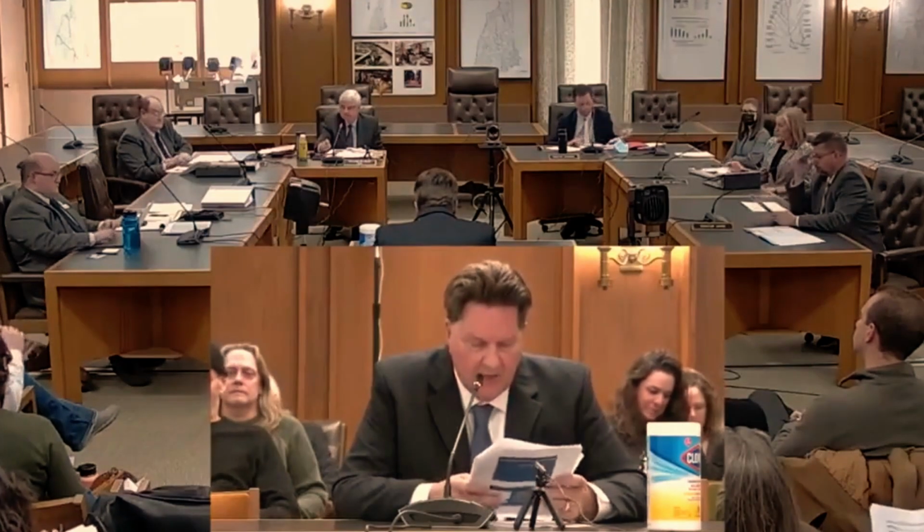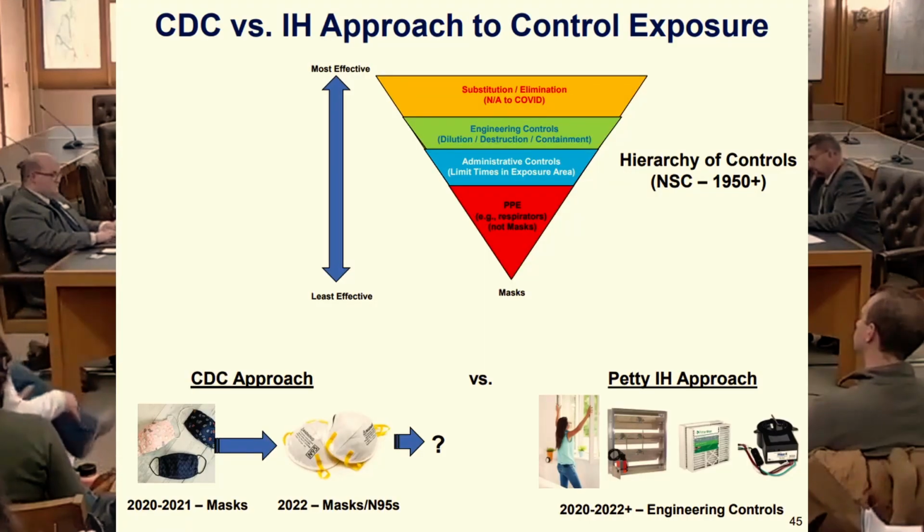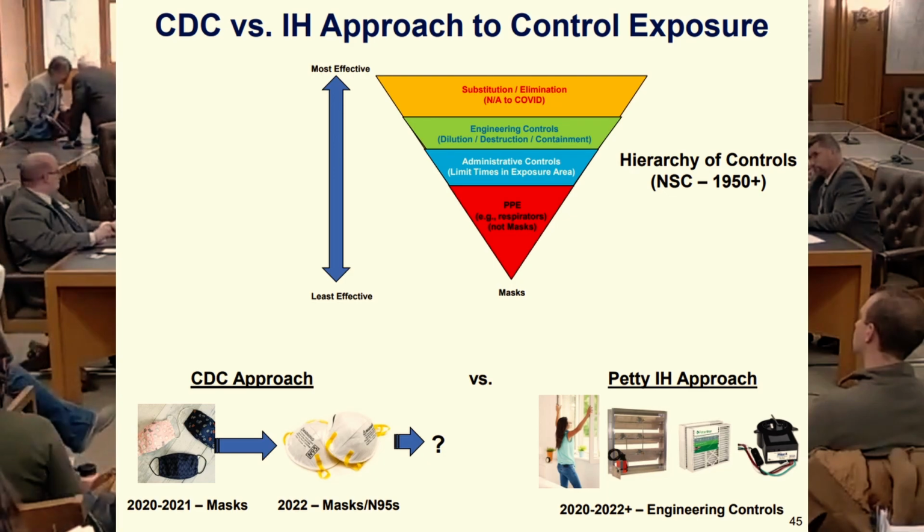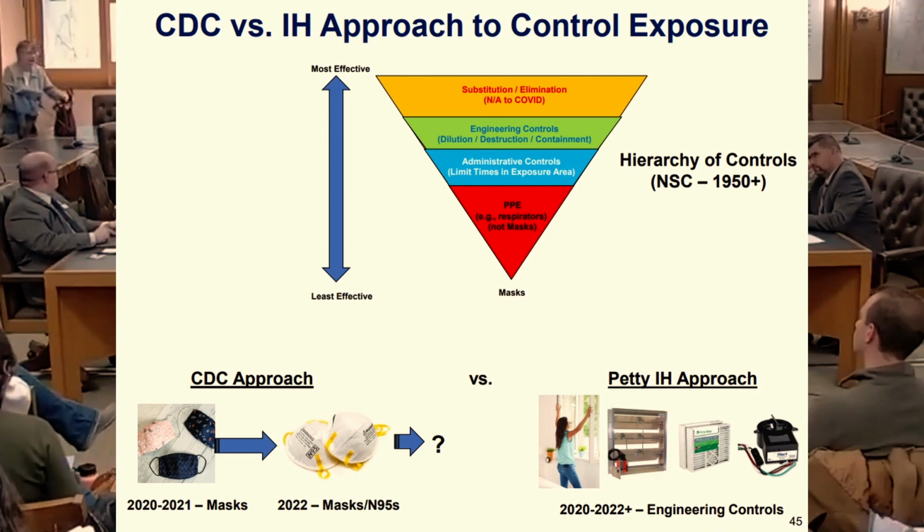We have industrial hygiene, as I've said before, what we call the hierarchy of controls. Everybody agrees with this. The most effective are engineering controls. The least effective would be personal protective equipment, or PPE. And PPE for respiratory protection is respirators, because you can seal respirators.